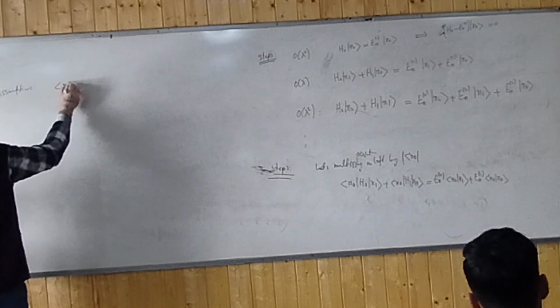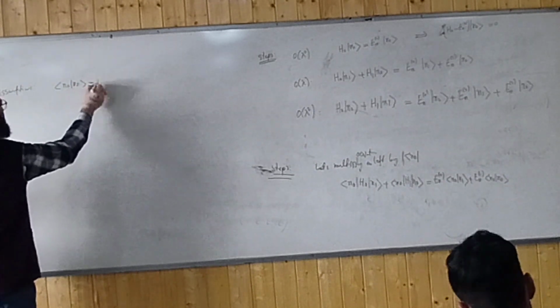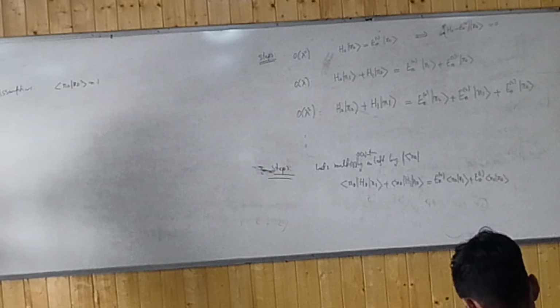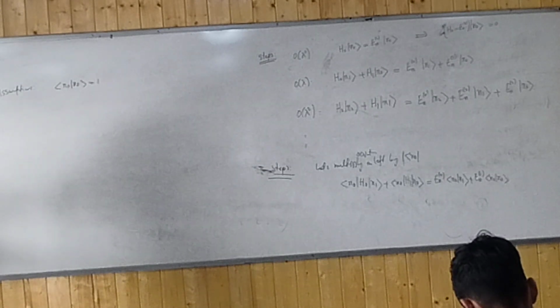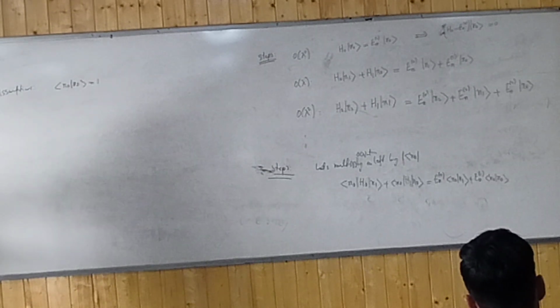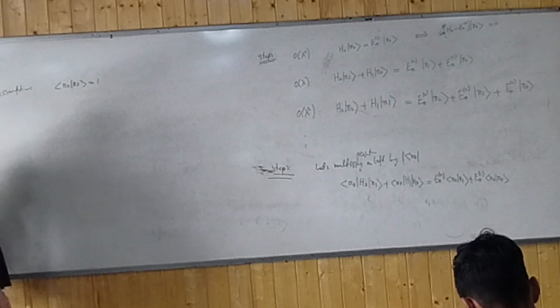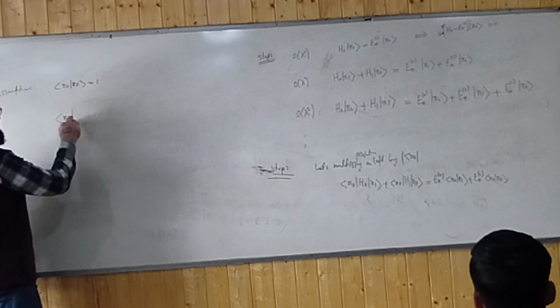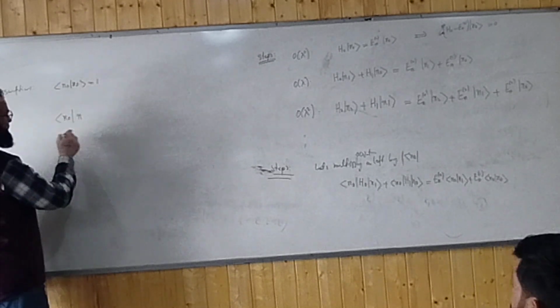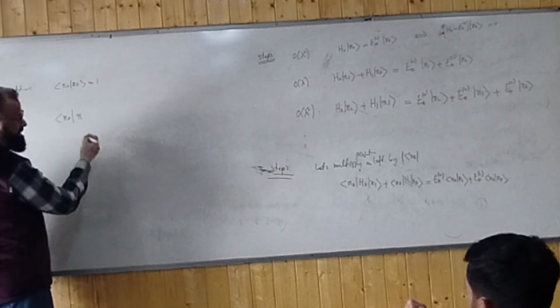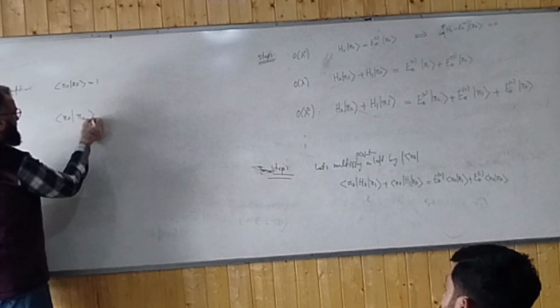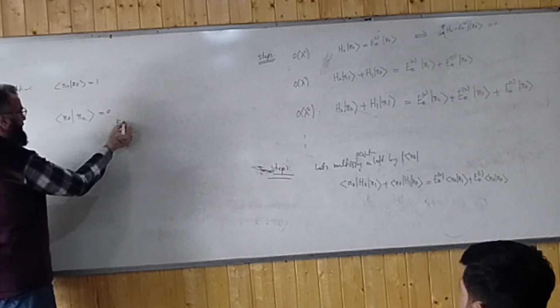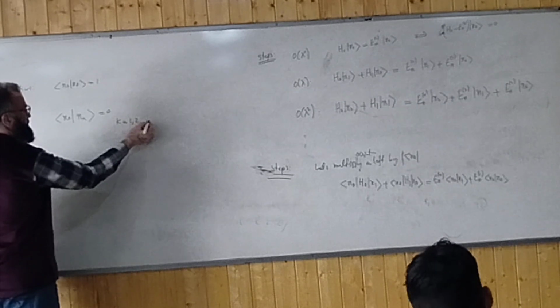So I am assuming this ⟨n0|n0⟩ is equal to 1. Clear? Then that means the length of the vector n0 is equal to unity. It is a unit vector. Okay? And I will assume this kind of thing. So what is the index? I will assume ⟨n0|nk⟩ is equal to 0, where k is running from 1.